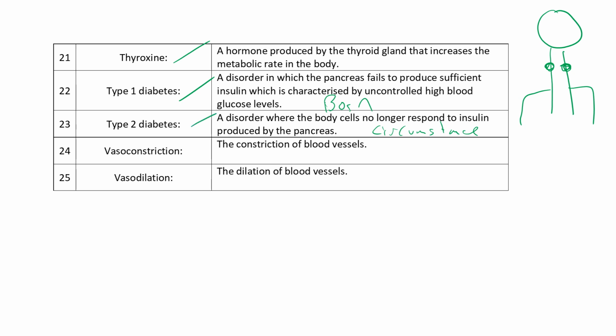The constriction of blood vessels, so if you've got a blood vessel that's that big, you can constrict it to make it smaller: vasoconstriction. The dilation of a blood vessel, so where you've got a blood vessel like that, it can be made bigger: vasodilation. It's a bit like when you get cold, you get vasoconstriction to take the blood away from your face, so you go pale. When you get hot, you get vasodilation, where the blood vessels increase in size to get blood to your face, and then you go pink.